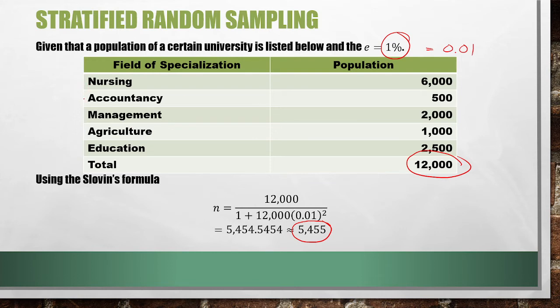So, mga strata natin dito yung nursing, accountancy, management, agriculture, education. So, for each strata, depending on the population of each strata, we will be subdividing this 5,455. At some cases, yung iba, ang ginagawa, they just divide this equally among the strata. Pero minsan kasi nagkakaroon ng problema dun. Like for this example, we are to divide 5,455 into 5. As you can see, nasa 1,100 below. And 500 lang accountancy natin. So, basically, when we are using stratified random sampling, mas maganda kung naka-base dun sa percentage ng population ng each strata yung kukunin nating sample size for each strata.